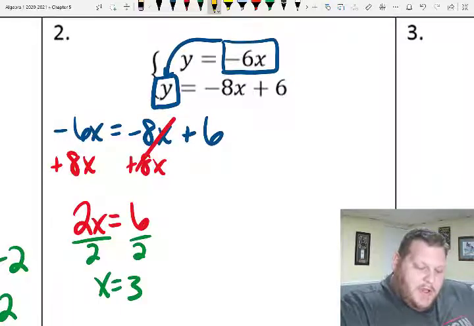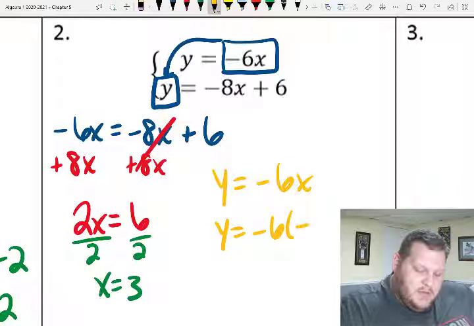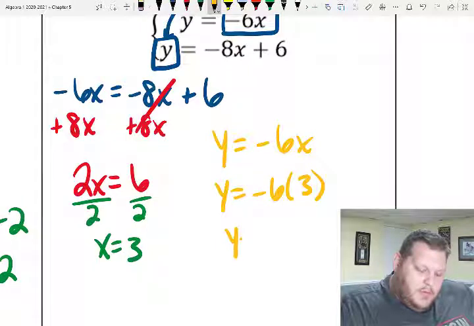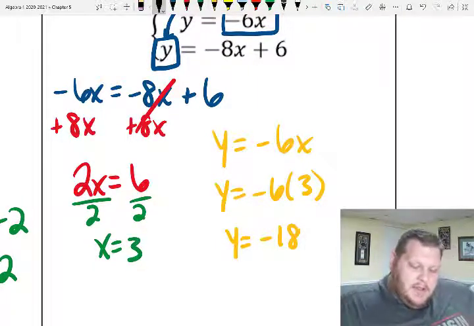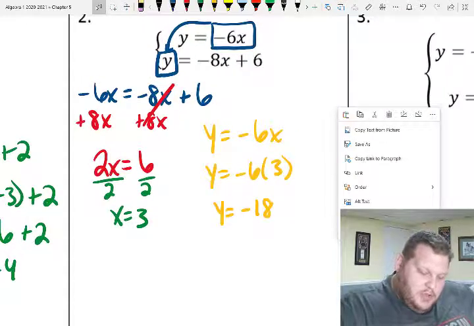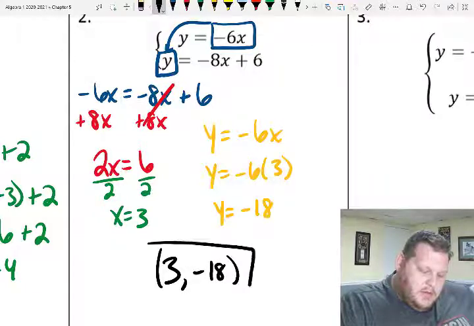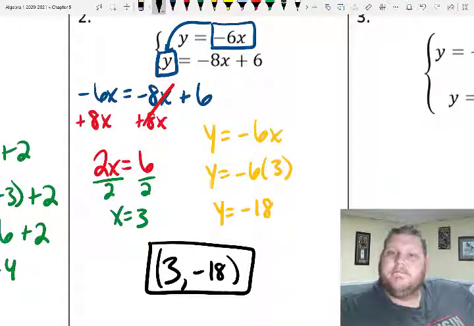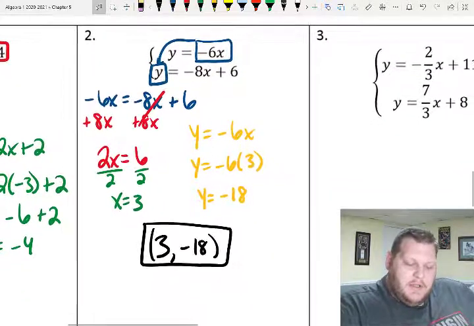So now I'm going to go back to my original problem. I know y equals negative 6 times x. So that means y equals negative 6 times 3. So y equals negative 18. So that tells me for number 2, 3, comma, negative 18 would be my solution. Not so bad once you get used to it.